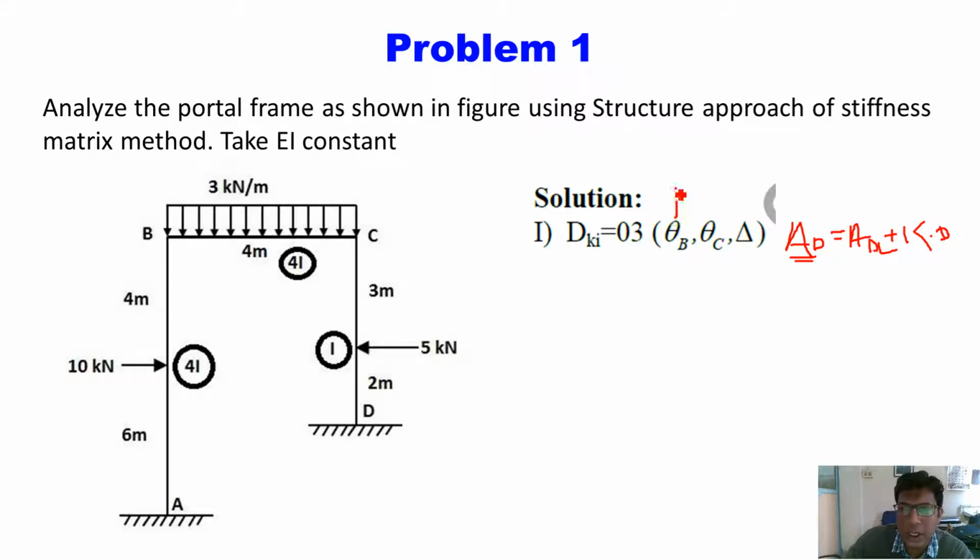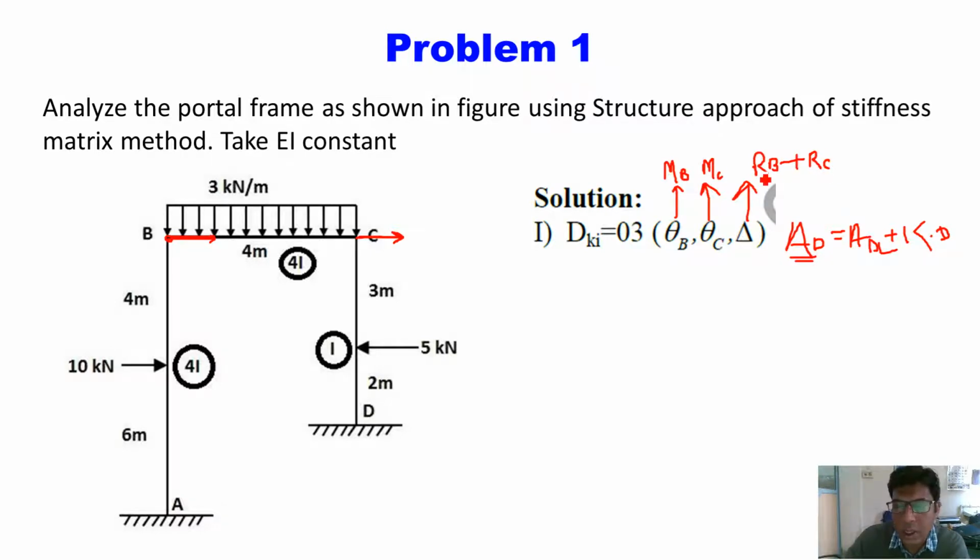The first unknown displacement is theta B; the corresponding action is the moment at B. The second kinematic unknown is theta C; the corresponding action is the moment at C. The third unknown is delta, which represents the horizontal displacement at B as well as at C. The corresponding action is the horizontal force at B and at C, that is, the sum of horizontal forces, normally represented by RB plus RC. It is the sum of the horizontal forces or horizontal reactions at points B and C.